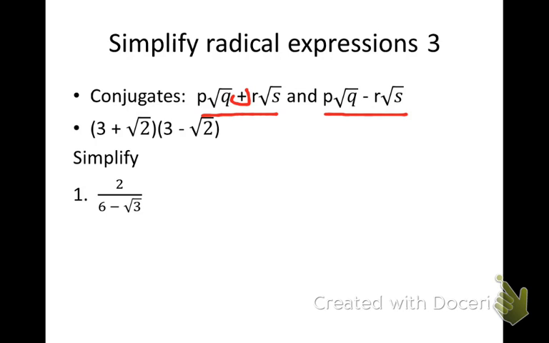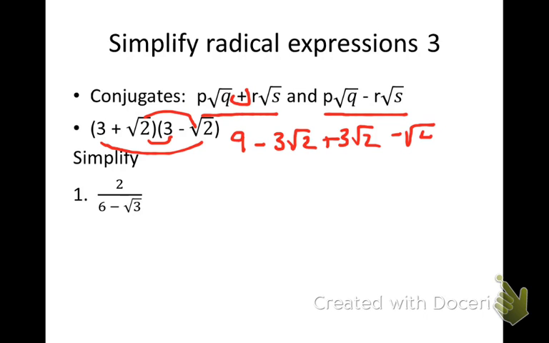And we're going to use the FOIL method to multiply this. So the first term, 3 times 3 is 9. The outside terms would be... oh, wait a minute. Not supposed to be doing it that way. My fault. All right, so the outside terms are these two, so minus 3 times the square root of 2. The inside terms are going to be plus 3 times the square root of 2, and the last terms are minus the square root of 4.